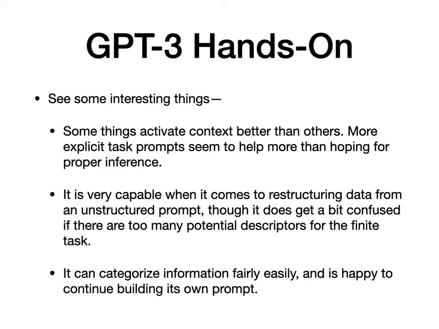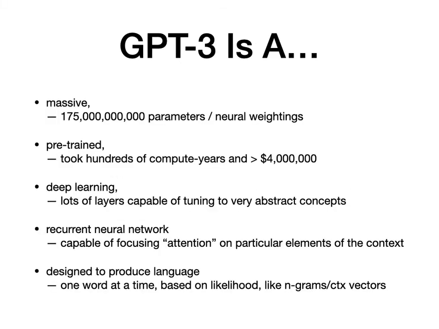So, that's GPT-3. It is a massive 175 billion parameters and neural weightings, pre-trained, took hundreds of compute years and over $4 million to train, deep learning, lots of layers capable of tuning to very abstract concepts, recurrent neural network capable of focusing attention on particular elements of the context, designed to produce language one word at a time based on likelihood, essentially just like n-grams on context vectors, just way better at it.